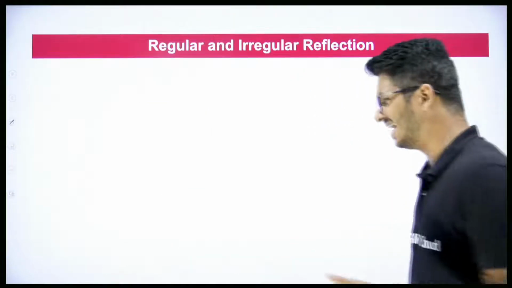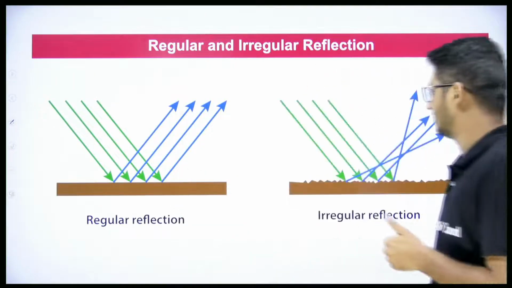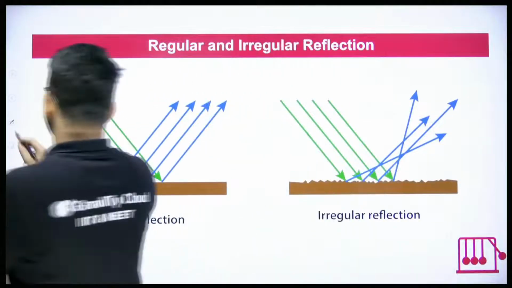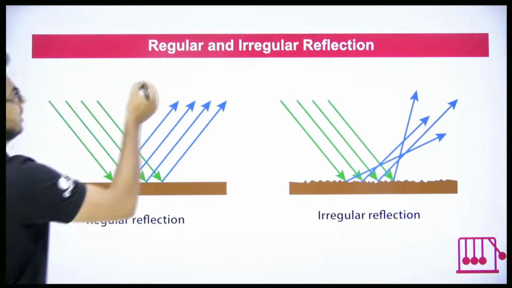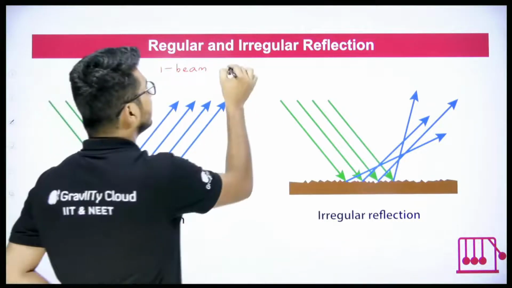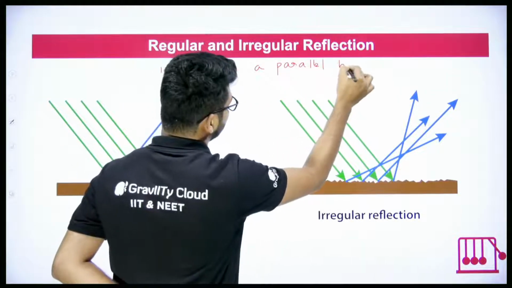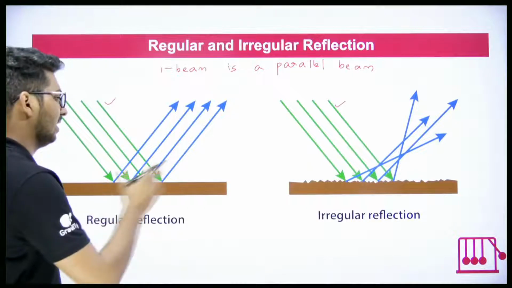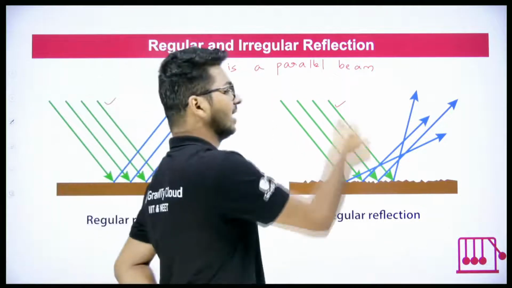Now we'll go into regular and irregular reflection. What is that? Look at this. Here this is regular reflection and this is irregular. What difference can we notice? In both the cases, incident rays are parallel. Or I can say the I beam, the incident beam, is a parallel beam in both the cases. Look at the green rays. These are the incident beam. Here also the green rays are parallel. Here also they are parallel.